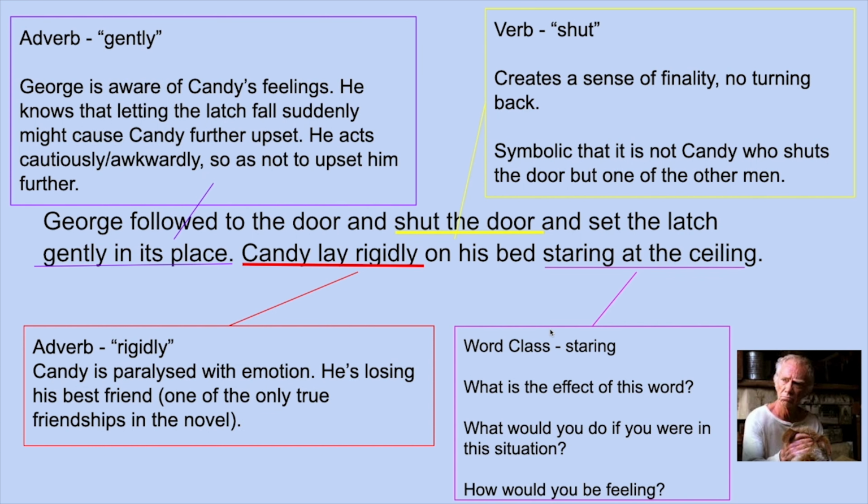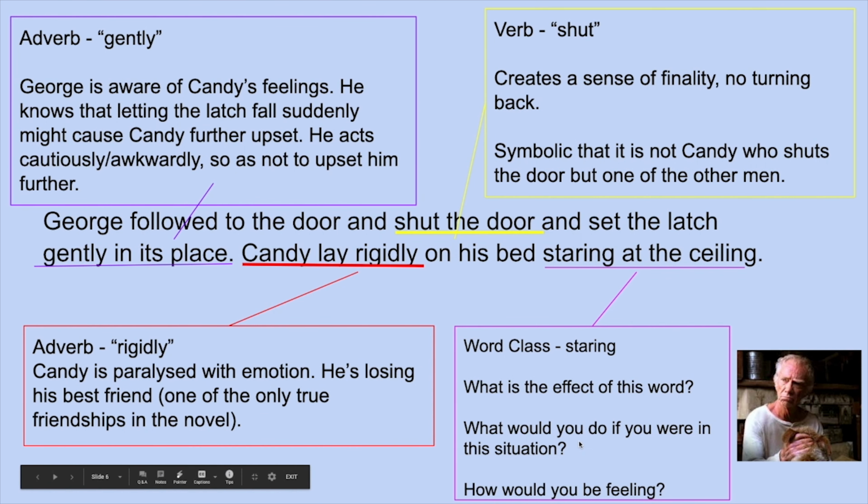Look at the next little bit. What word class is being used here? "Staring." What type of word is that? Have a think, look it up, try and incorporate that into your answer in a moment. And then I want you to think about these questions. So what's the effect of this word "staring"? What does it show about how he's feeling?